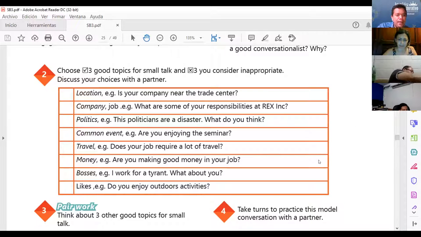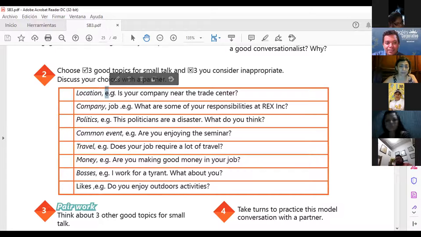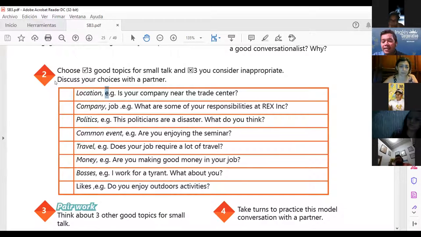Okay, let's start with location. Okay, what does location mean? It means a specific point of a company, a branch, or an event, okay? Rosa del Carmen, can you please read the information that we got here in location? We got company near. Is your company near the trade center? Okay, very good. So what does it mean? What are we asking in that case? Ahí estamos preguntando sobre una ubicación, all right? A location about something.